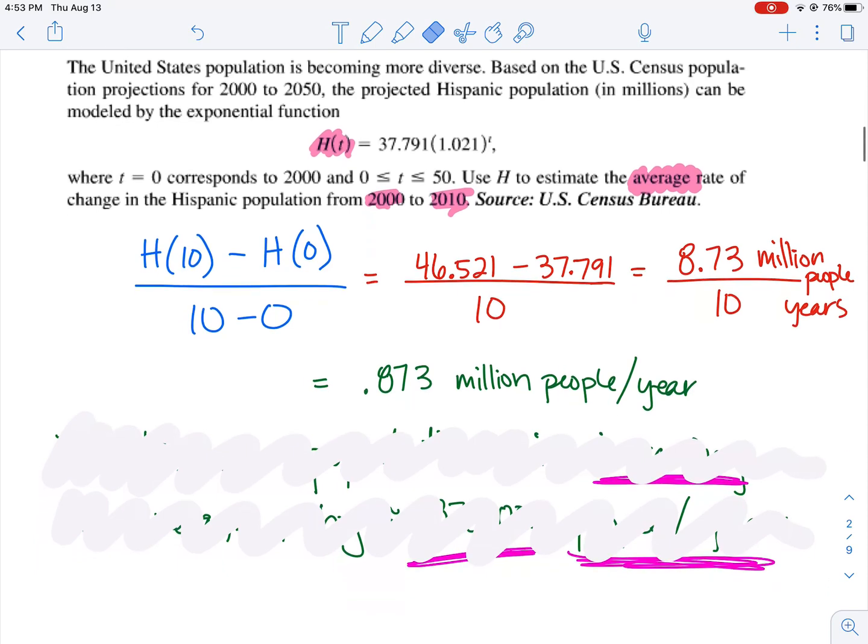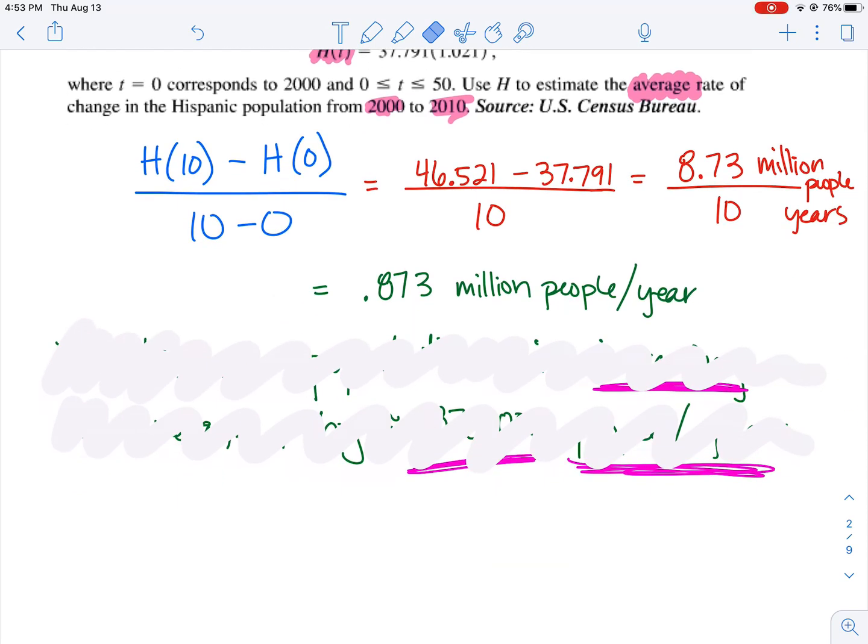So what I'd like you to be able to do is write me a sentence. I'd like you to be able to write me a sentence including 3 things. What is happening? What is your answer? And what are the correct units? What does that answer mean?